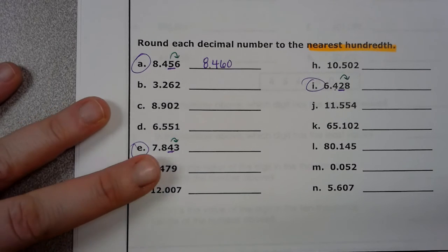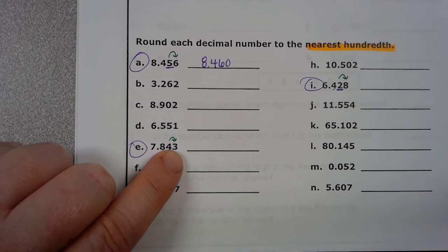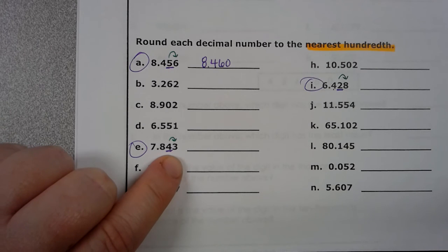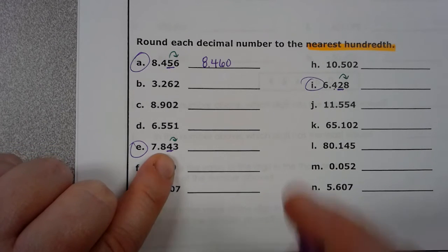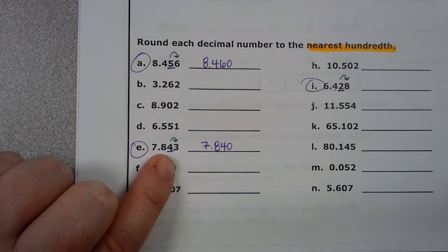Okay, I have 7 and 843 thousandths. We're rounding the 4, so I'll look to the 3. 3 is less than 5, so the 4 doesn't get to go anywhere. So it gets to stay the 4.